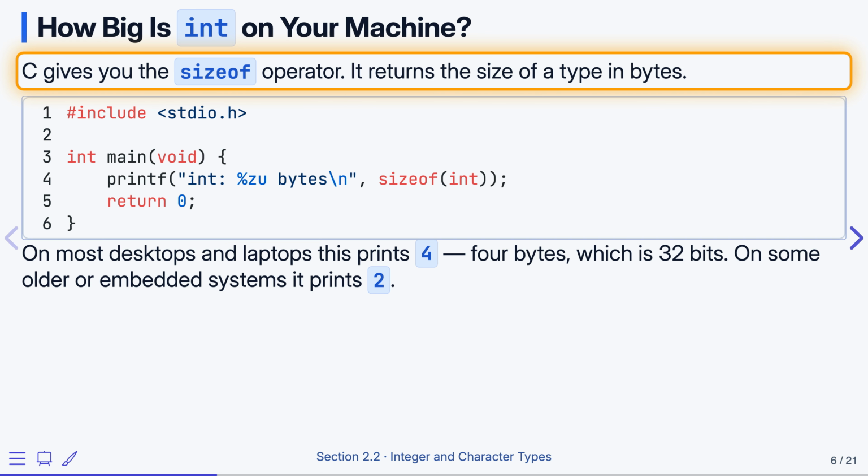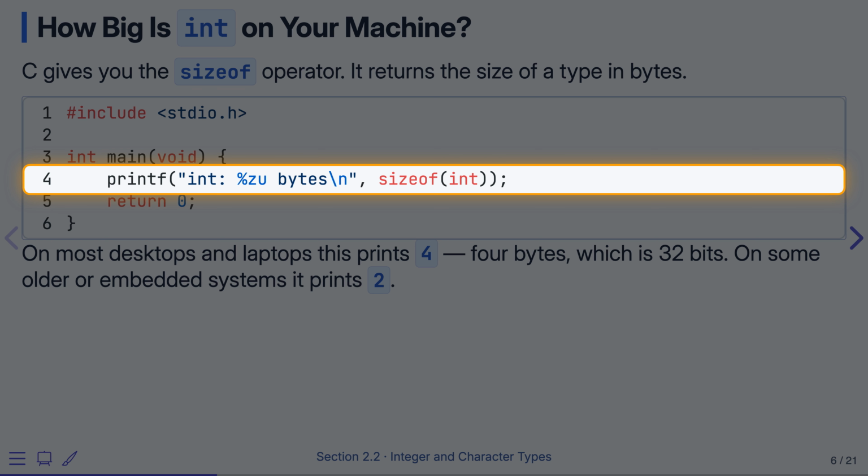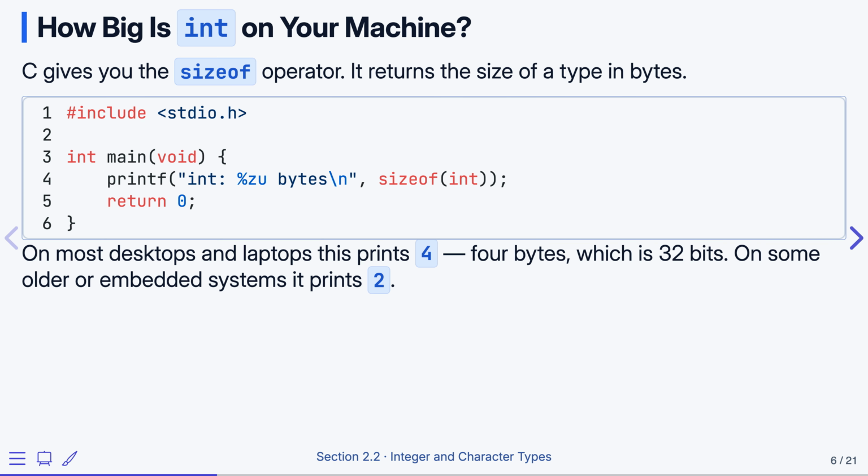How big is int on your machine? C gives you the sizeof operator. It returns the size of a type in bytes. Here we print the size of int, using the format specifier %zu. That specifier prints the result of sizeof, which is an unsigned type called size_t. On most desktops and laptops, this prints 4. 4 bytes is 32 bits. On some older or embedded systems, it prints 2. So if int is only 16 bits, a program that works on your desktop could overflow on a small chip.